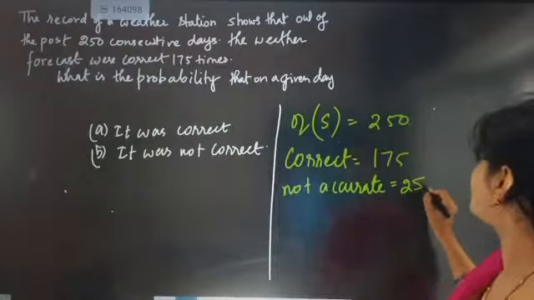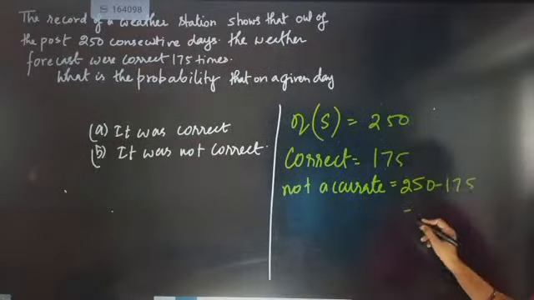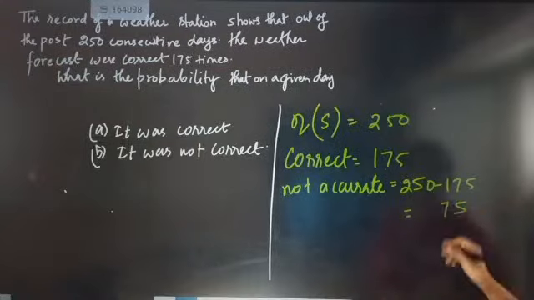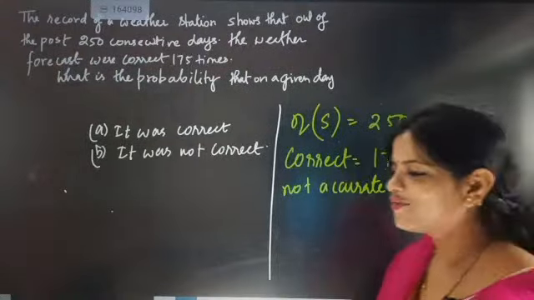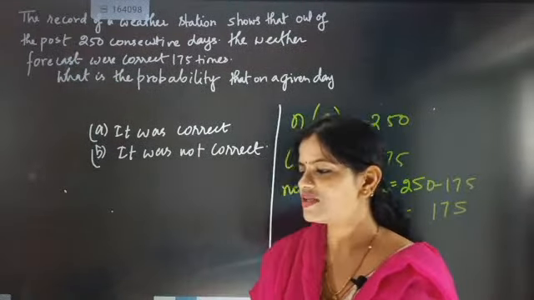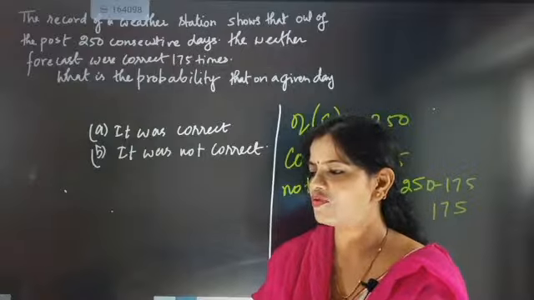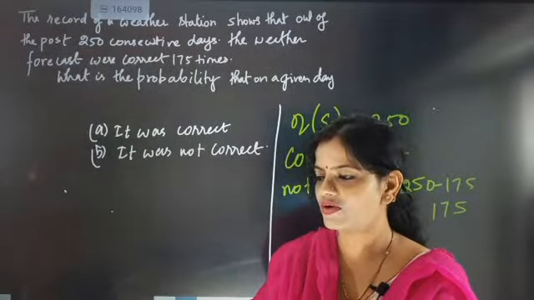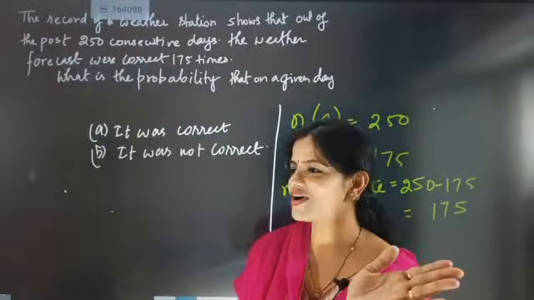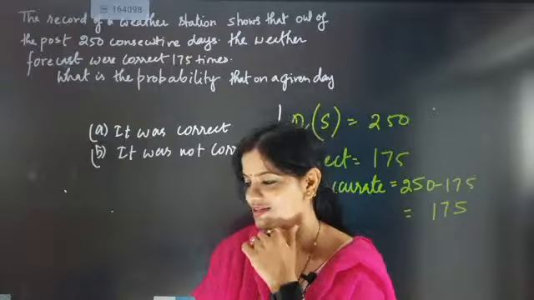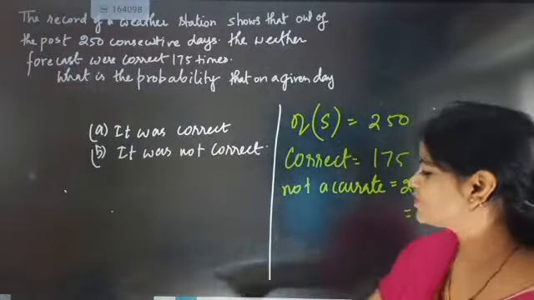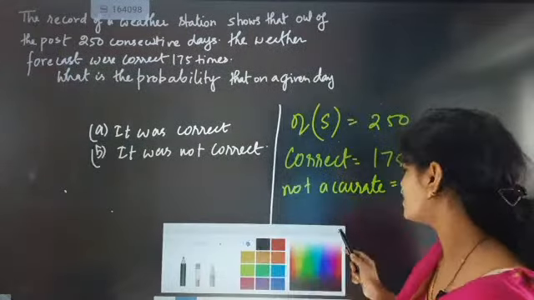Not accurate is 250 minus 175. So 10 minus 5 is 5. 14 minus 7 is 7. So 175. Hey, 50-50 chance. Playing very safe, 50-50 chance. 175 plus 175, if you will be adding, how much it is exactly going to come? 250. So half time, 50% accurate weather forecasting, 50% inaccurate weather forecasting. So probability is divided half. Very safe. So now what is the probability of getting a correct weather forecast?